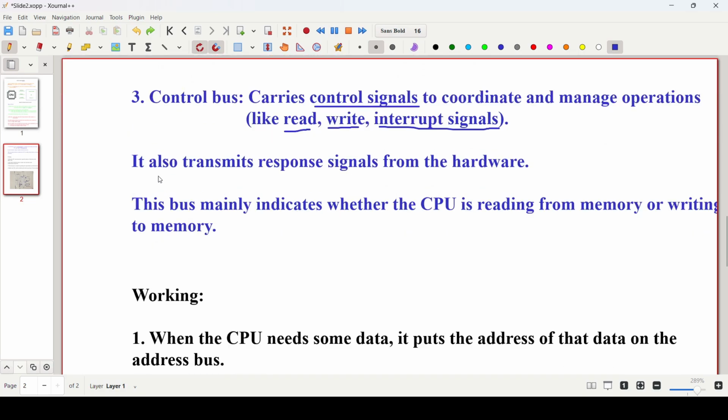The control bus also transmits the response signal given by the hardware. The hardware does not include the CPU; it includes the peripherals around the CPU, like your RAM, your SSD, and the many types of input outputs. So the control bus mainly indicates whether the CPU is reading from the memory or writing to the memory.